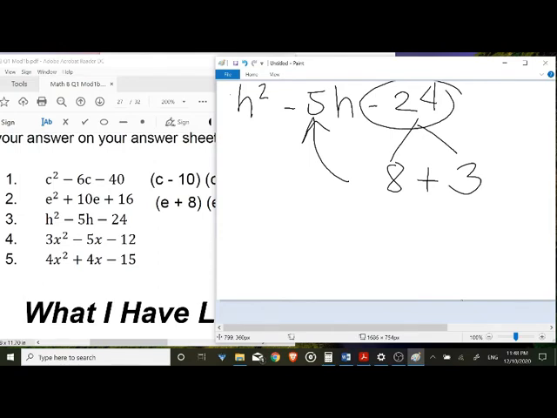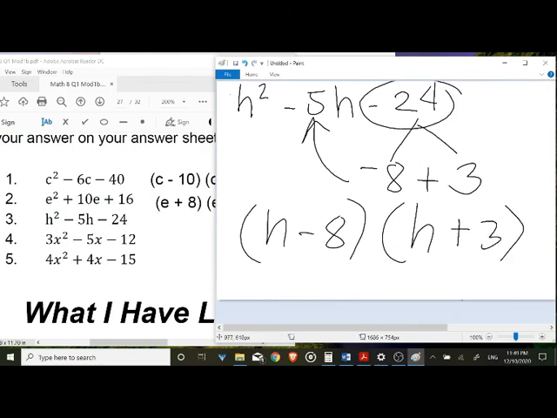So isa sa kanila negative. Kasi negative 24. So dapat negative times positive. Pag in-add mo, si negative ang masusunod na sign. So therefore, bigger number ang may negative na sign. Para negative 8 plus 3, that is equal to negative 5. So therefore, our factors is h minus 8 times h plus 3. Yan. Tsaka dito yan. So, h minus 8 times h plus 3.